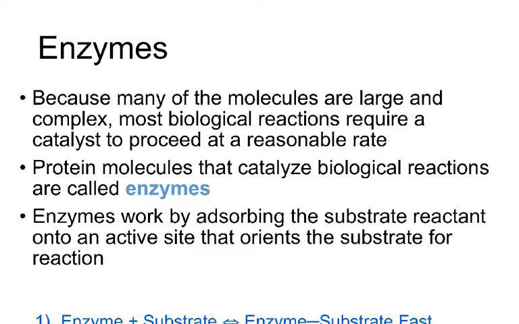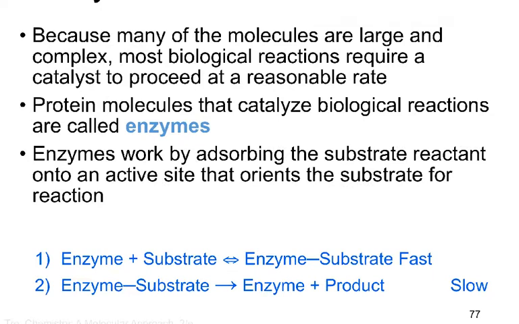There are biological catalysts called enzymes. Many molecules that are needed in a cell are large and complex, and so they need a catalyst to proceed at a reasonable rate. So an enzyme is something that does that, and they often work by positioning substrates in such a way that the chemistry can occur. It will orient it and take away a lot of that collision portion of the equation.